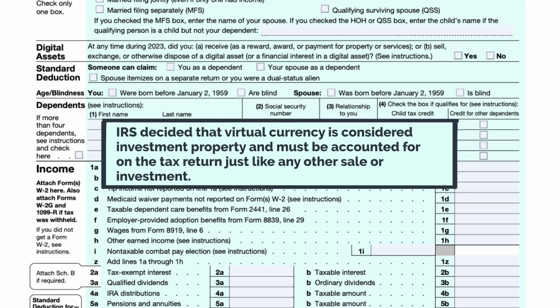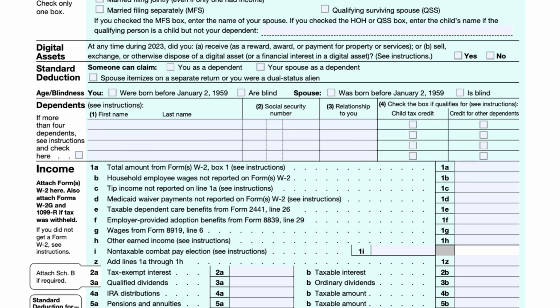It was added in 2020 when the IRS decided that virtual currency is considered investment property and must be accounted for on the tax return, just like any other sale or investment. But with the given information, Emily Green did not, so we're just going to check off no.